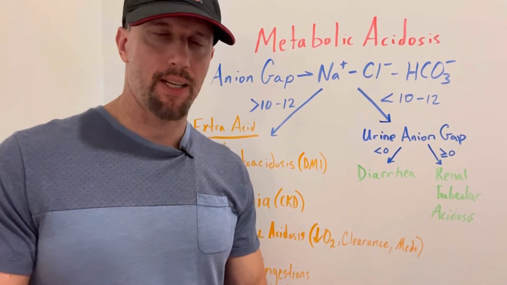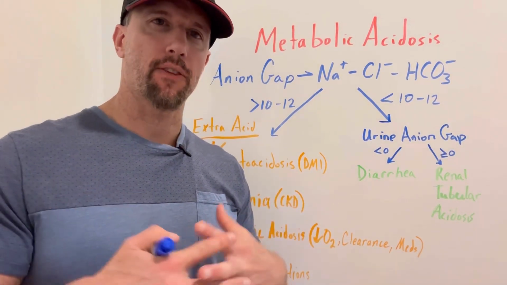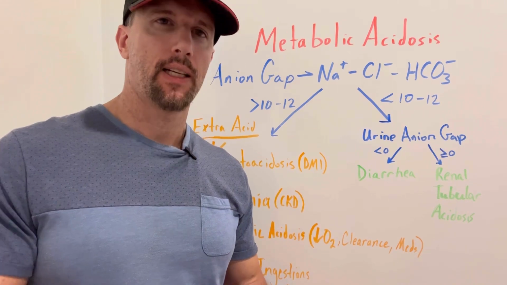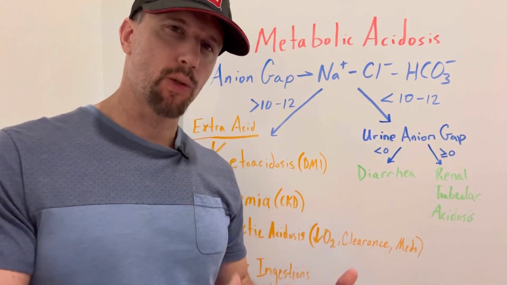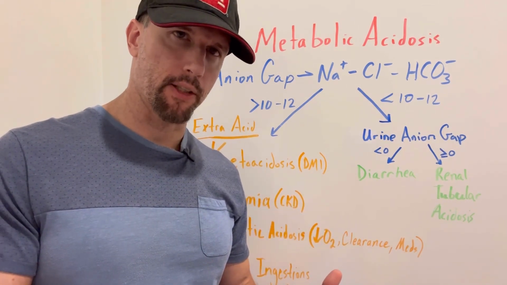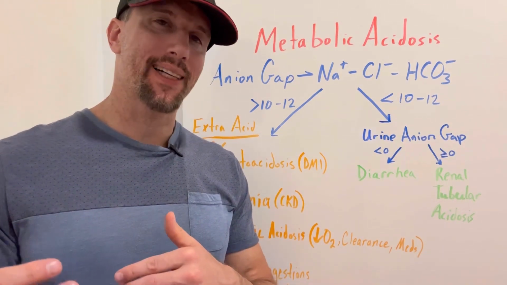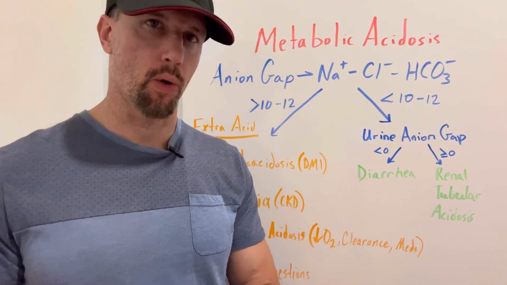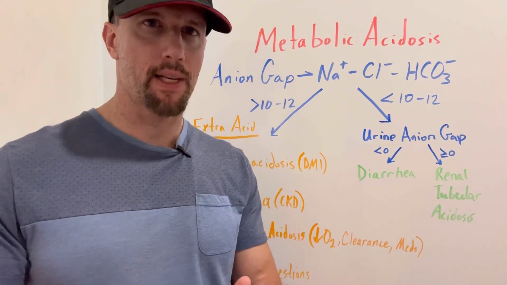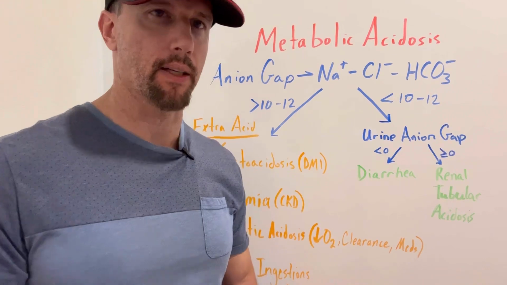With metabolic acidosis, you have a pH of less than 7.35. You have a bicarb that's less than 22 milliequivalents per liter. And you have a partial pressure of carbon dioxide that's either normal or low. If it's normal, it's uncompensated. If it's low, it's compensated. But we'll get to that later.